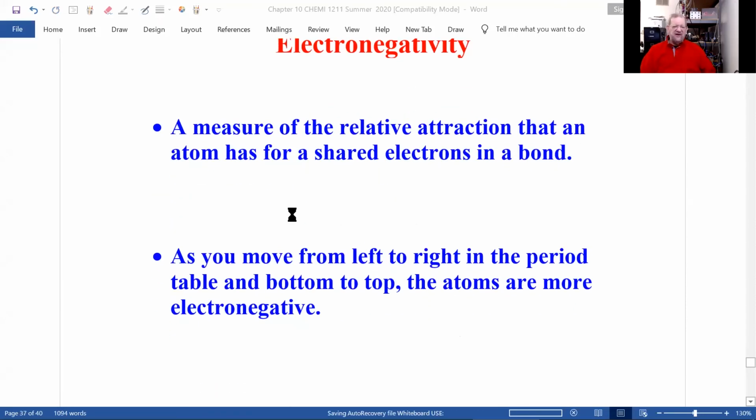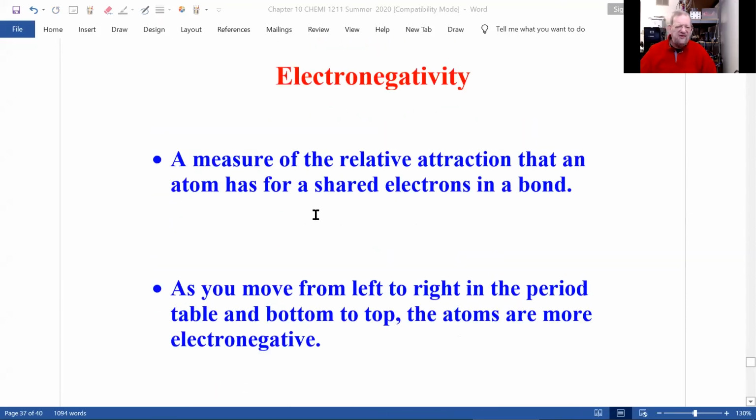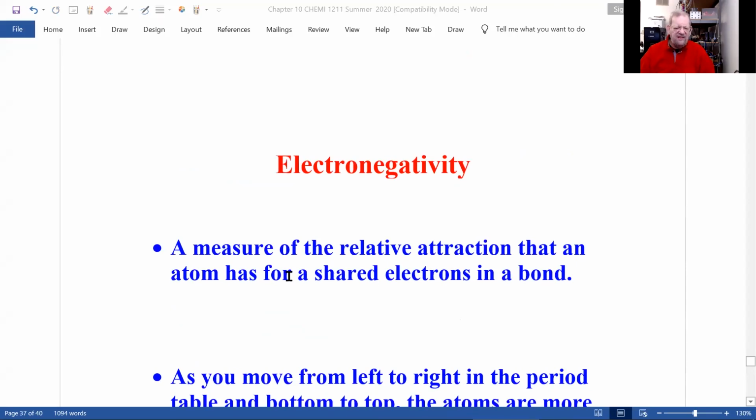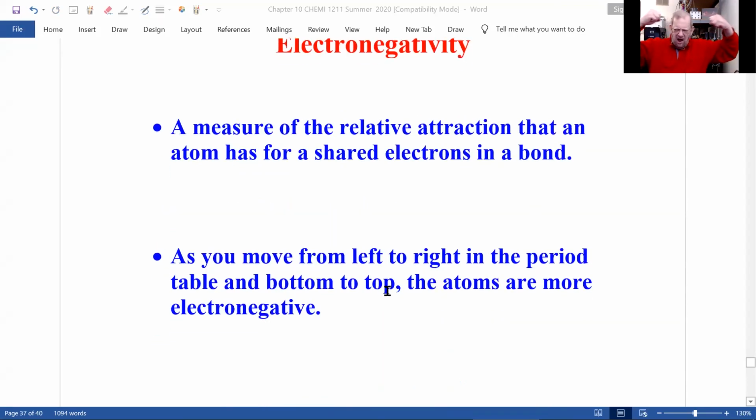All right, another thing I'd like to talk about is called electronegativity. Electronegativity is the measure of the relative attraction that an atom has for shared electrons. It's the same as asking, how strong am I? And the stronger I am when we're sharing electrons, I can share them closer to me. As you look at the periodic table, I'll talk about something important in a little while that is based on electronegativity. But let's take a look.